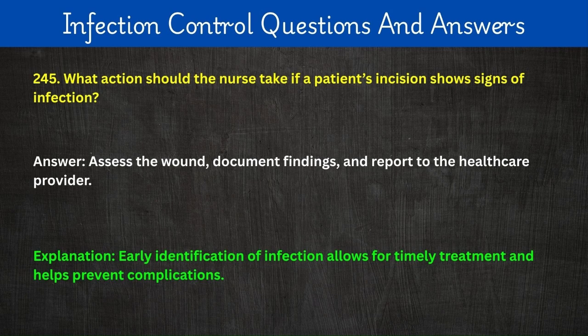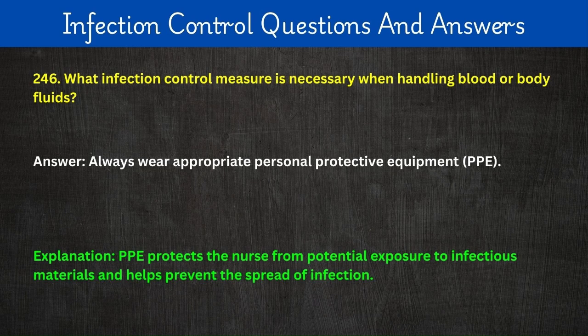Answer: assess the wound, document findings, and report to the healthcare provider. Explanation: early identification of infection allows for timely treatment and helps prevent complications. 246. What infection control measure is necessary when handling blood or body fluids?